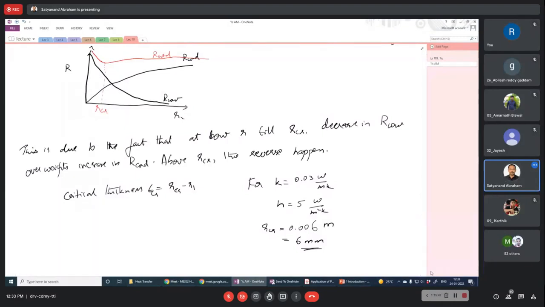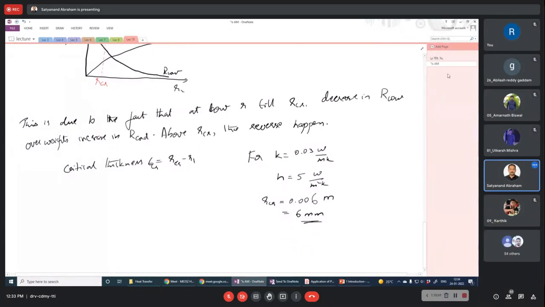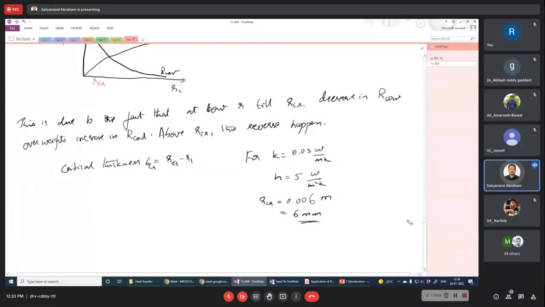Any doubts on this critical radius? Everything is fine and good. I hope you understood everything now.